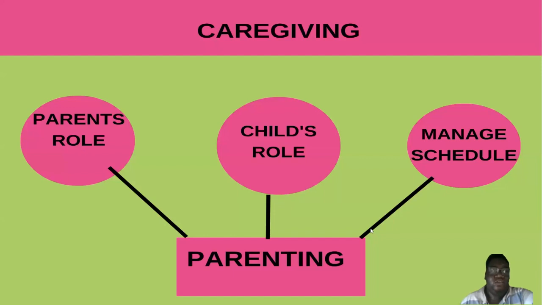As a parent, your role is vital to your child's success. So good parenting is also vital to the success of the child. In parenting, the parent's role is already defined as the caregiver of the child. However, there are other factors that prevail in the child's life, such as the child's role and the management schedule that both the child and the parent should be responsible for.